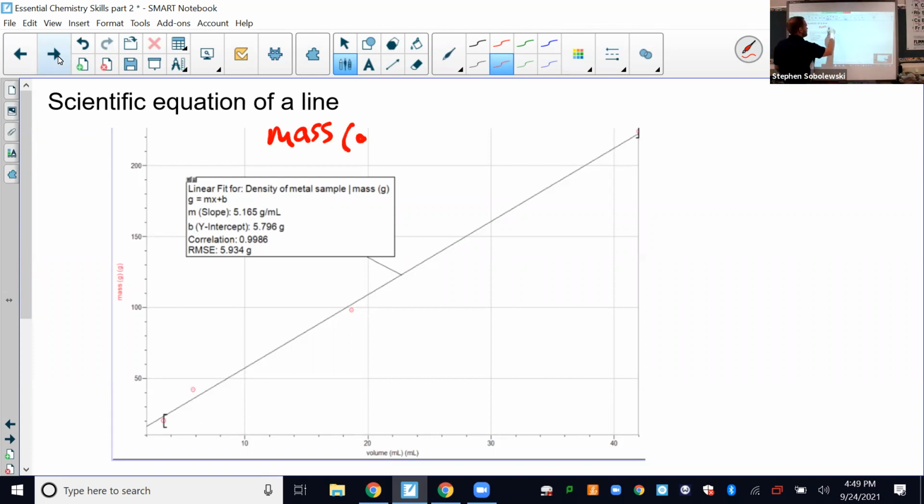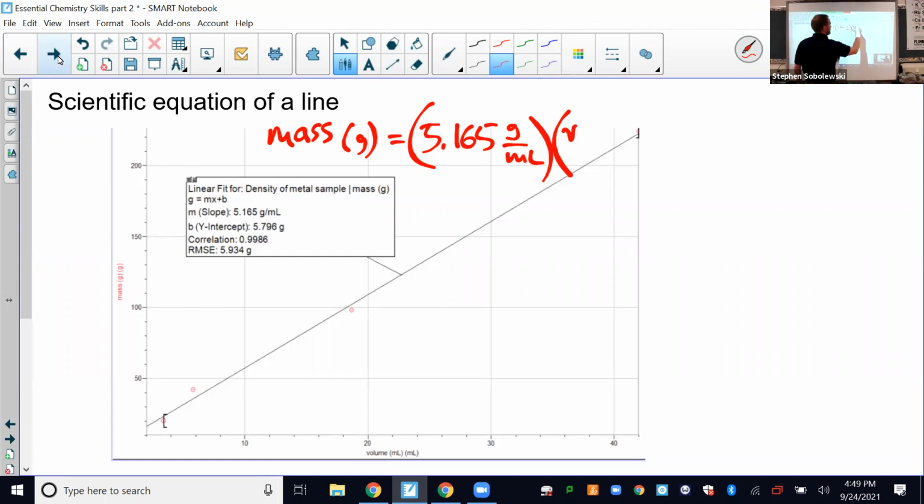So it's mass in grams equals m, the slope, 5.165 grams per milliliter, times x, volume in milliliters. Okay, so those are what I call the 3 easy ones. Y equals mx, you just write them as is. Now we pause before we do b. For b, we look at the y-intercept. It's right here, 5.796.